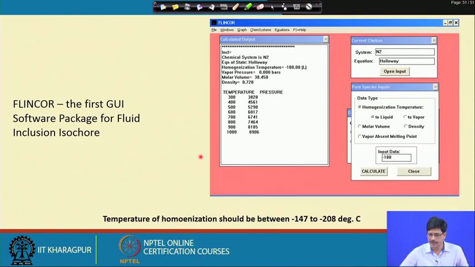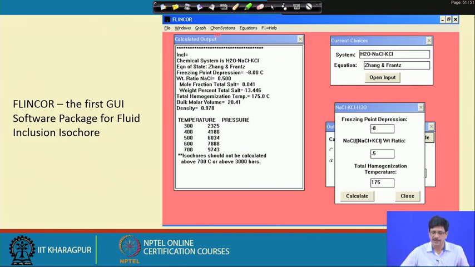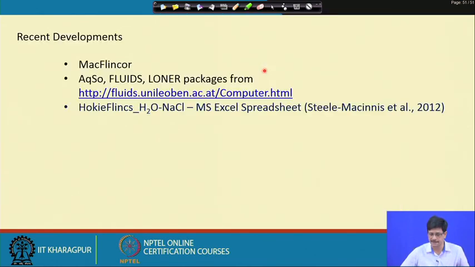This is an example of pure nitrogen. Here one can read the warning message that the temperature of homogenization should be between -147 and -208 degrees Celsius. And it was also available for H2O-NaCl and KCl, the kind of formulations which you also discussed.